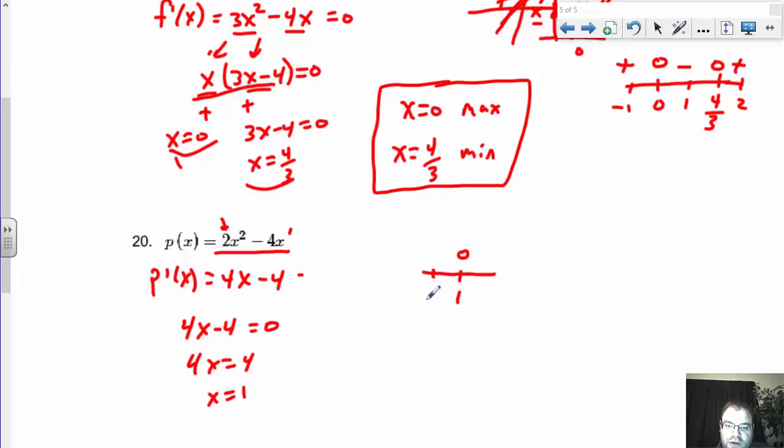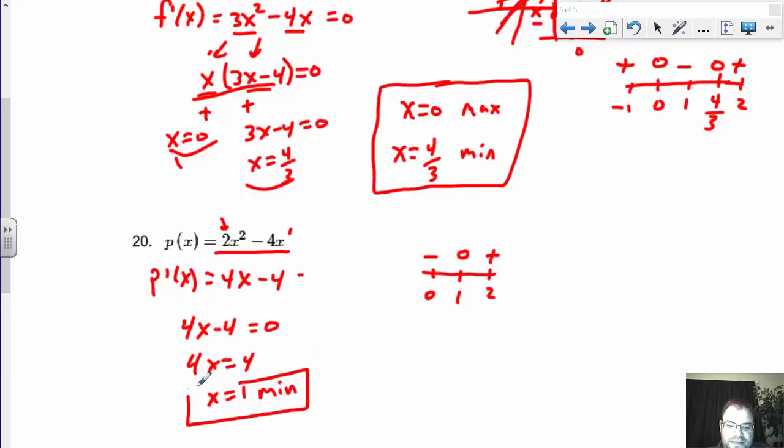And we need to pick another value below it and another value above it. So we'll plug in 0 here. 4 times 0 is 0 minus 4, that'll be negative. If I plug in 2, 4 times 2 is 8 minus 4, which is 4, and that'll be positive. So if I go down and up, this x equals 1 is in fact, as I said, a minimum point.